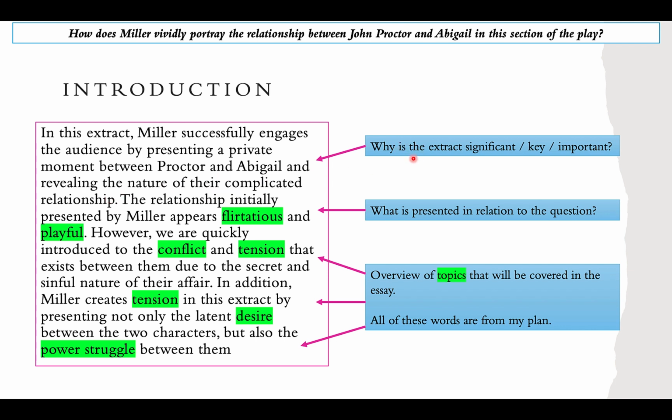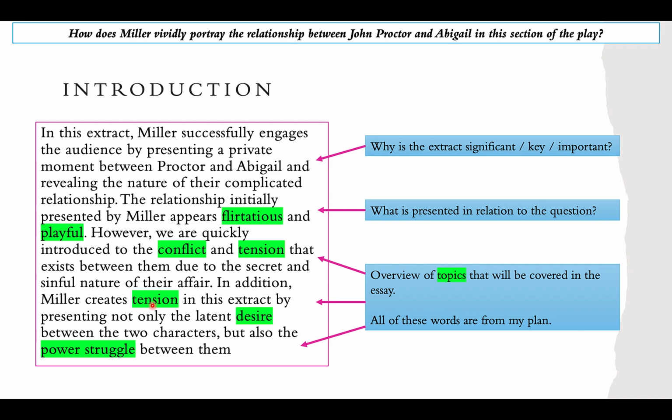So why is the extract significant? Why is it key? Why is it important? It's important because he's presenting a private moment and he reveals the nature of their relationship. The relationship initially presented by Miller appears flirtatious and playful. However, we are quickly introduced to the conflict and tension that exists between them due to the secret and sinful nature of their affair. So here we've got what is presented in relation to the question.